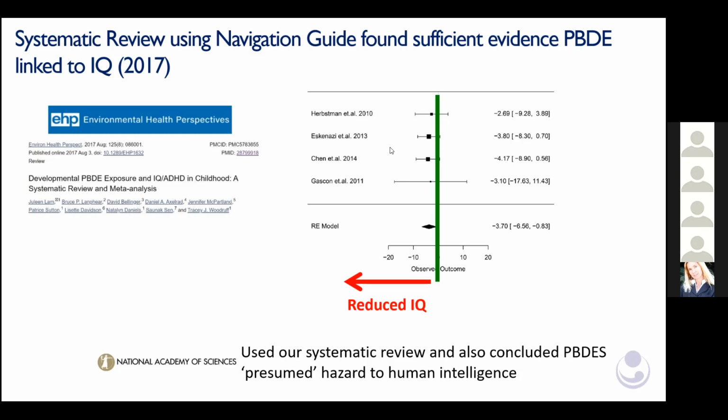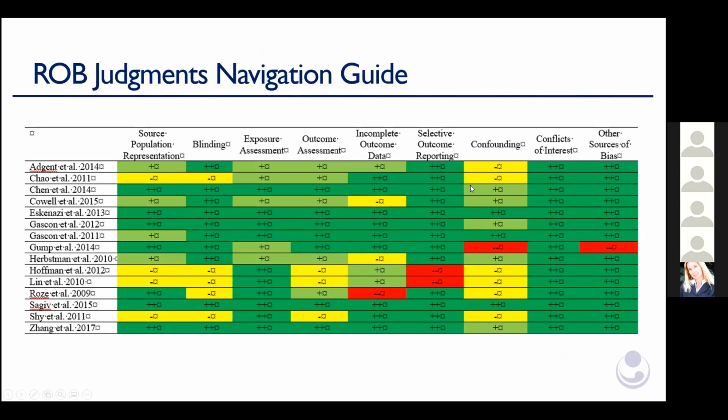So we took those tools, we took the 15 studies that we used in this systematic review, and we went and applied them to see what it would look like at the end of the evaluation. And this is what we found.